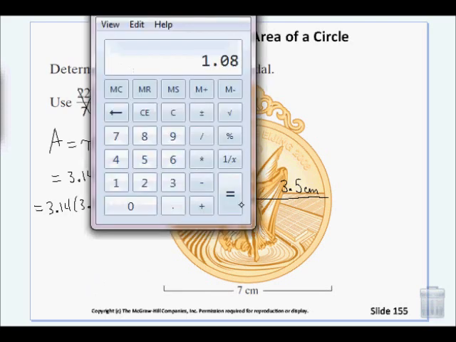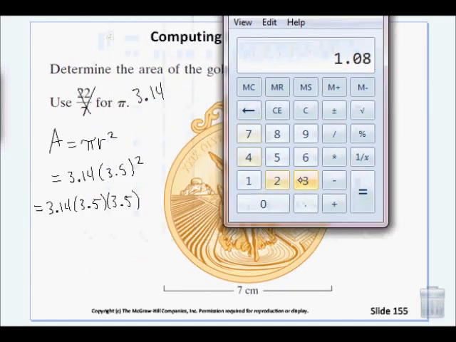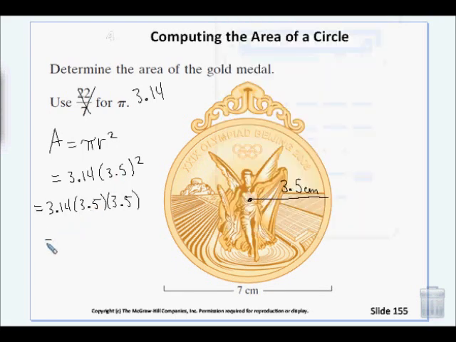Okay. So 3.14 times 3.5, not 35. 3.5 times 3.5. Now, granted, we don't have squares here, but it's still square centimeters. Well, because if you think about it, I multiplied centimeters times centimeters.